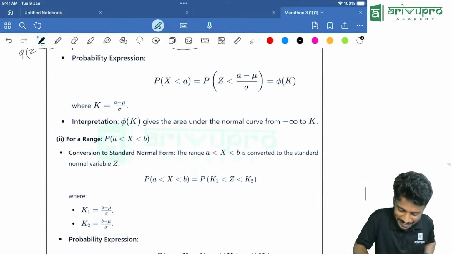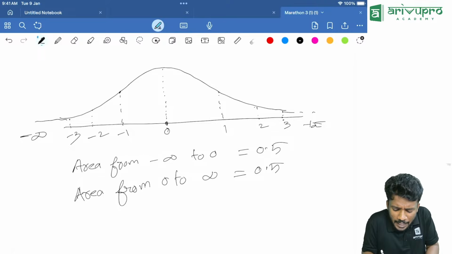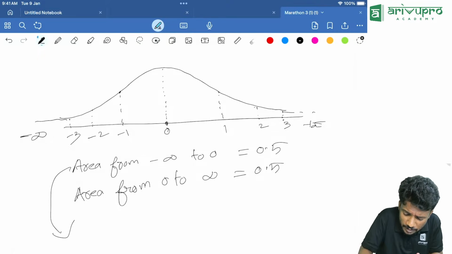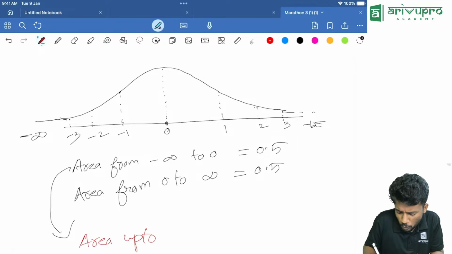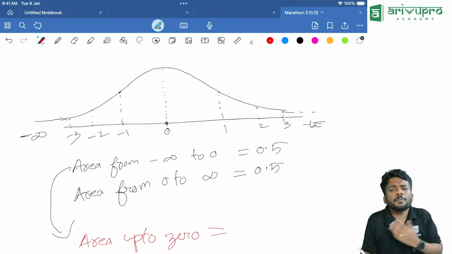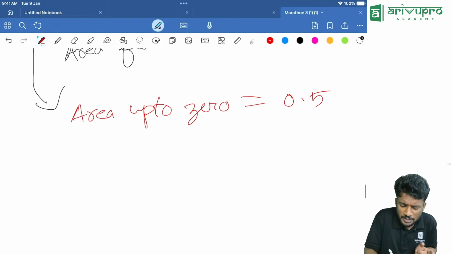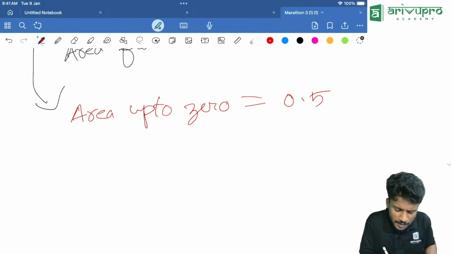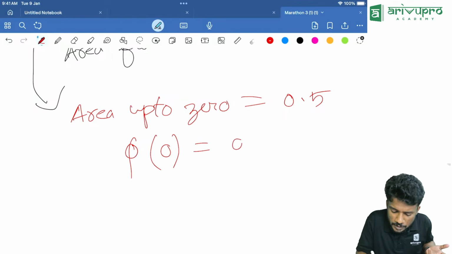Correct. Now, people, here I told you the area from minus infinity to 0. Can I represent it using another method? The area up to 0 is 0.5. In the standard normal distribution, we have another symbol for that. We will write it as phi of 0, which is equal to how much?